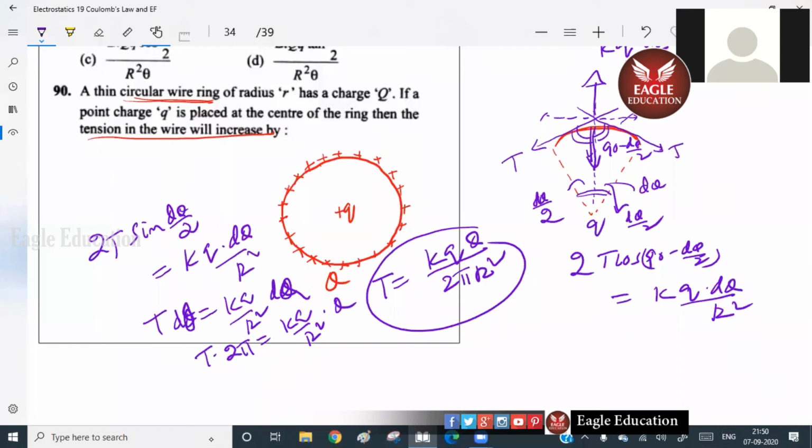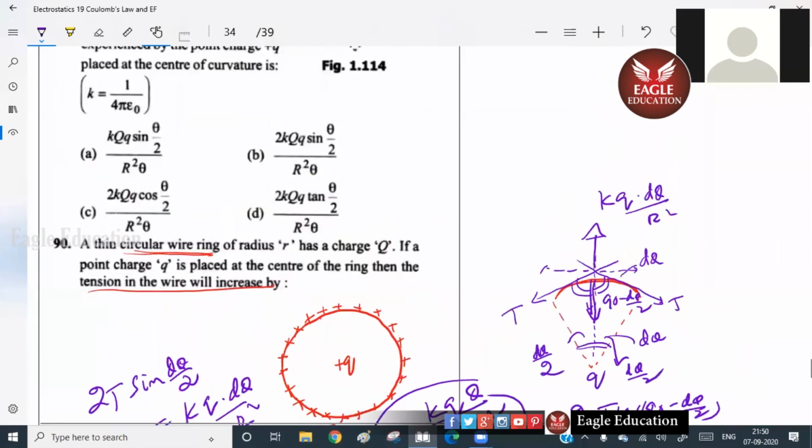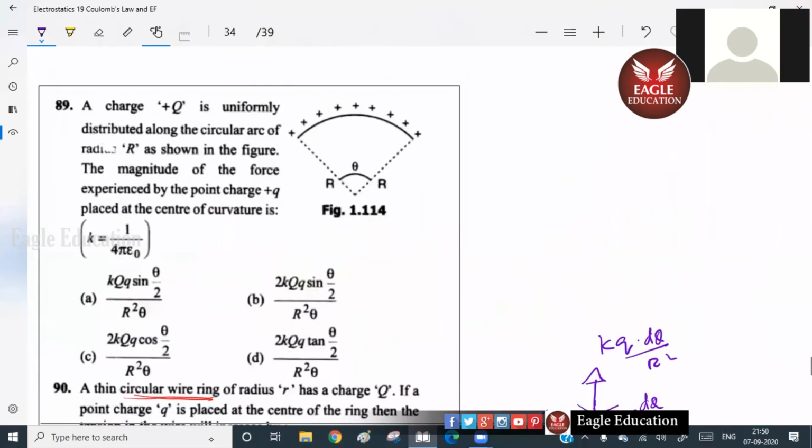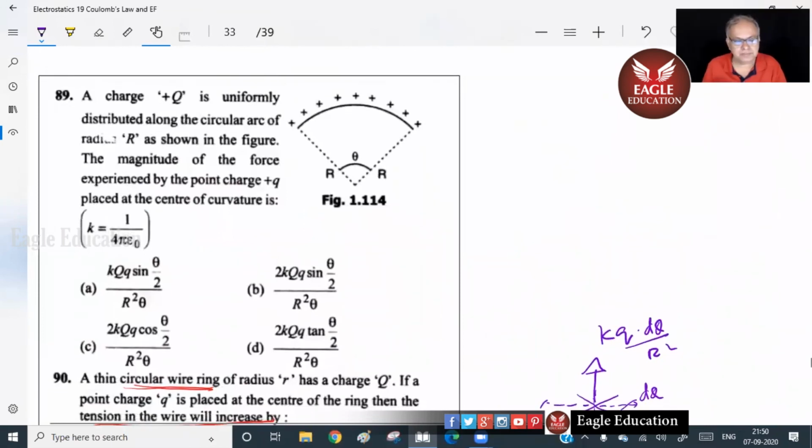Yes, sir. Have you taken down the solution? Are you listening? Yes, sir. So this you should be able to do. We already have done it. I need not have to tell you what to do. I'll give you the opportunity. Question 89. Come on. The electric field formula we know for a ring like this, half ring like this, part ring like this. So you should use the formula and get the answer without doing much.